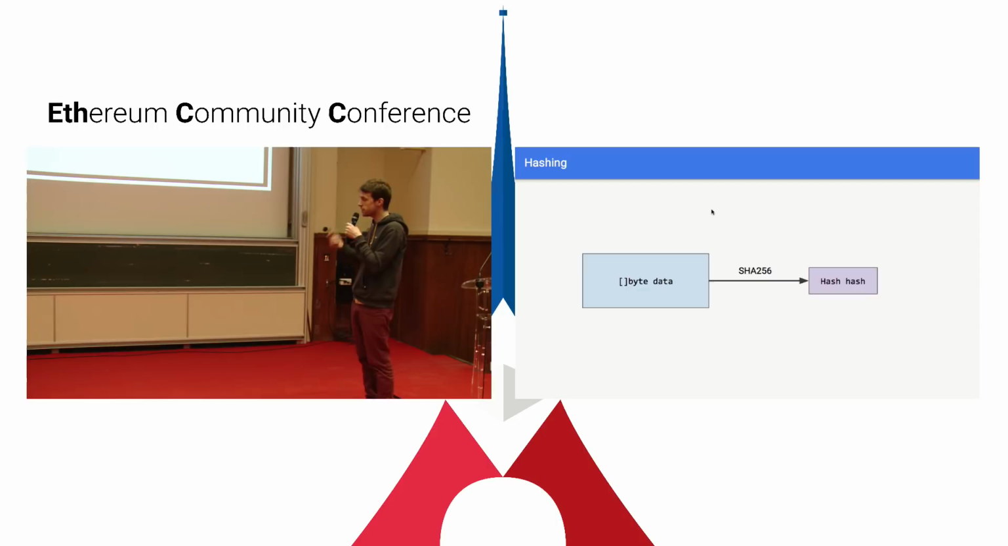OK, so now let's talk about Merkleization. You have an object. How do you Merkleize it? So Merkleize it means kind of building a Merkle tree and getting a root.